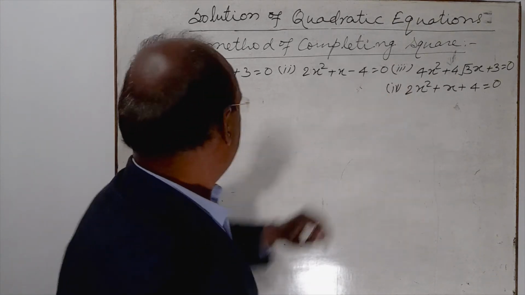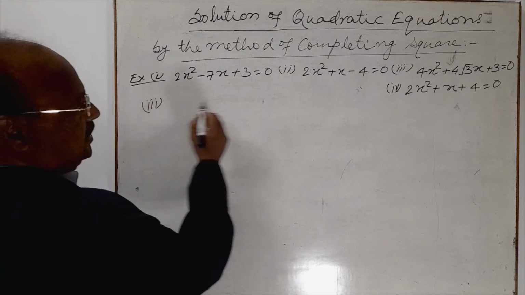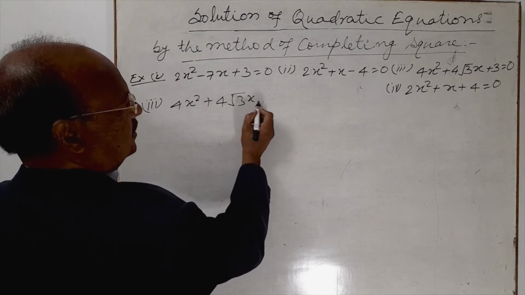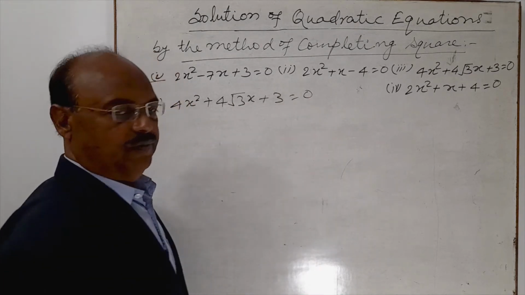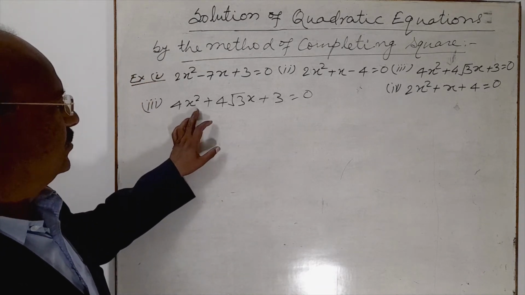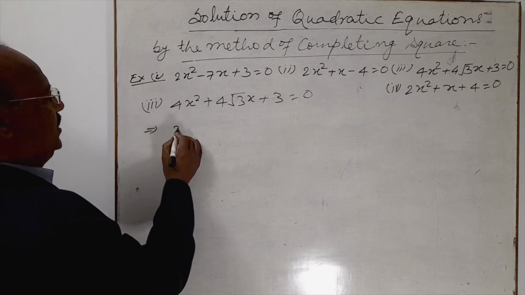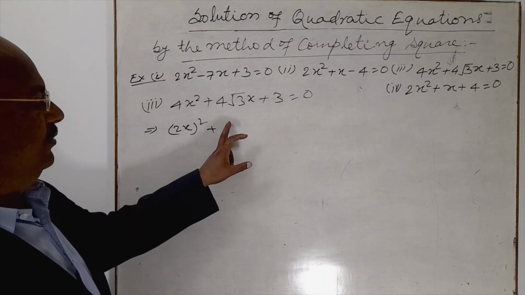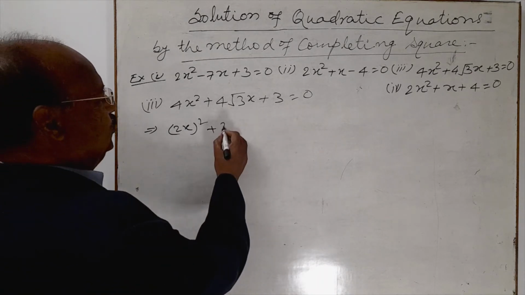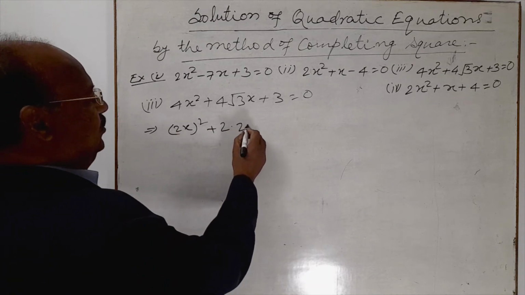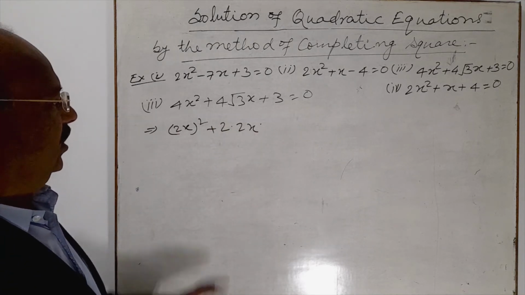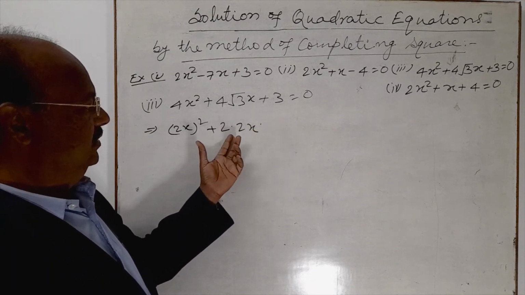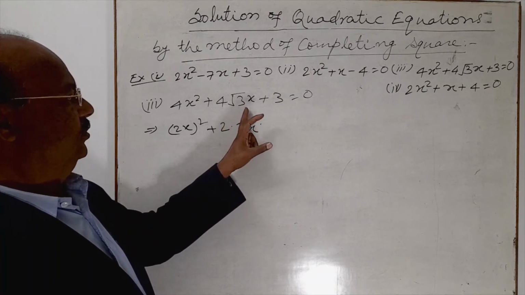Now this question 3 is here: 4x square plus 4 root 3x plus 3 is equal to 0. So you see here 4x square is a complete square which can be written as 2x whole square, plus here we should try to write in the form of 2ab. So 2 in place of a we have 2x, and in place of b you have to take the number b in such a way that after multiplying these factors we should have 4 root 3x.